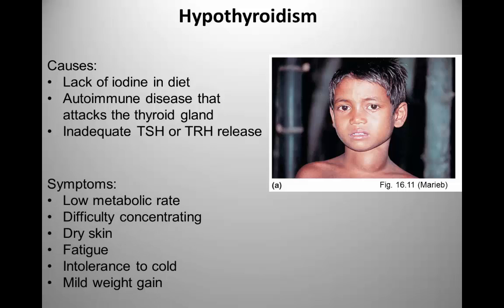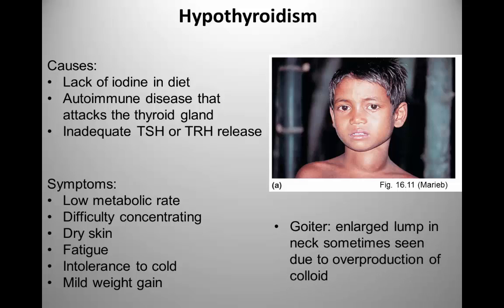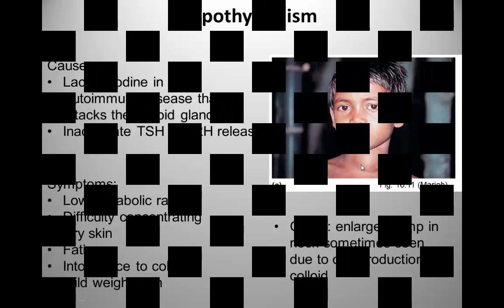Symptoms include low metabolic rate, difficulty concentrating, dry skin, fatigue, intolerance to cold, and mild weight gain. Often, a goiter is seen. This is an enlarged lump in the neck, and this is due to an overproduction of colloid.